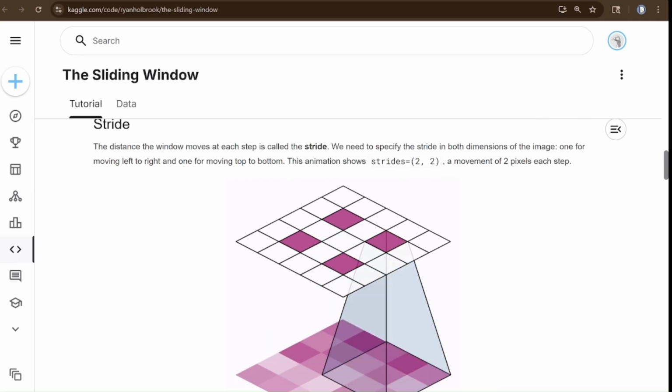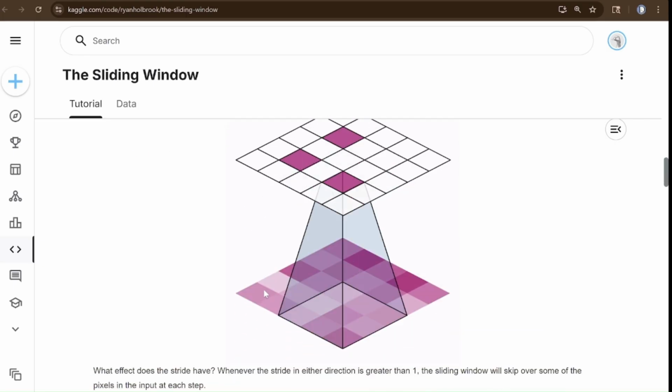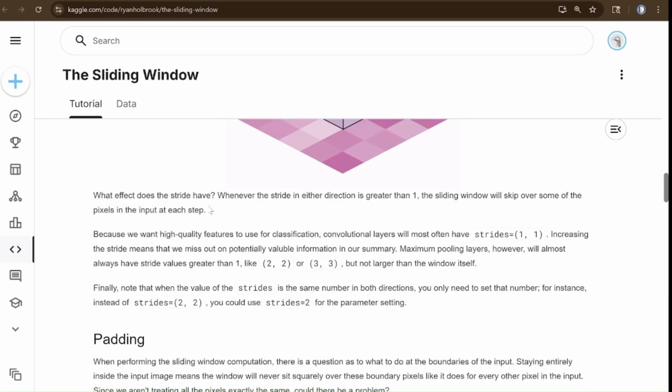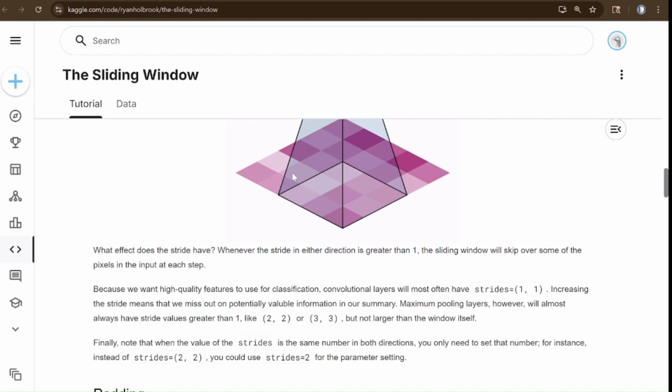Okay, so 2, 2 means movement of 2 pixels each step. See, if you see this one, you can understand. See here, first it is taking from here, second it is taking from here. Okay. Now, what effect does the stride have? Whether the stride in either direction is greater than 1, the sliding window will skip over some of the pixels in the input. Yes, see, second one is skipped.